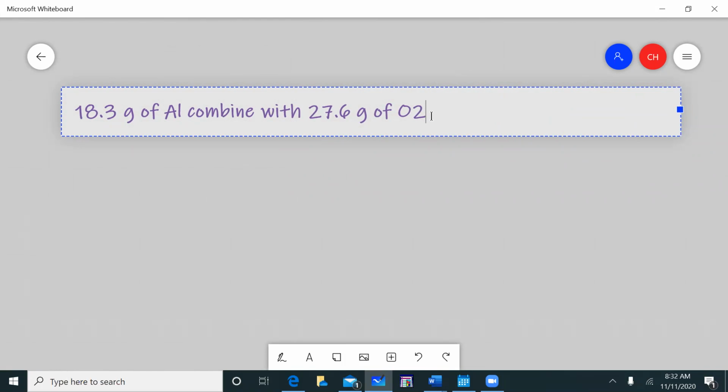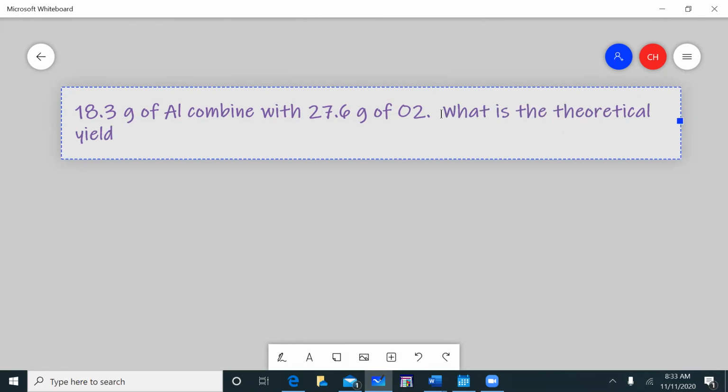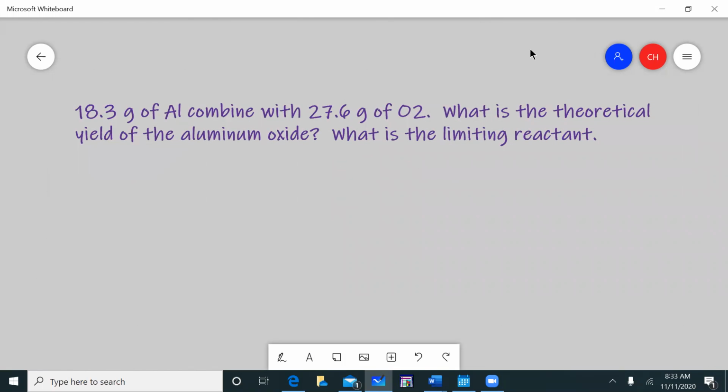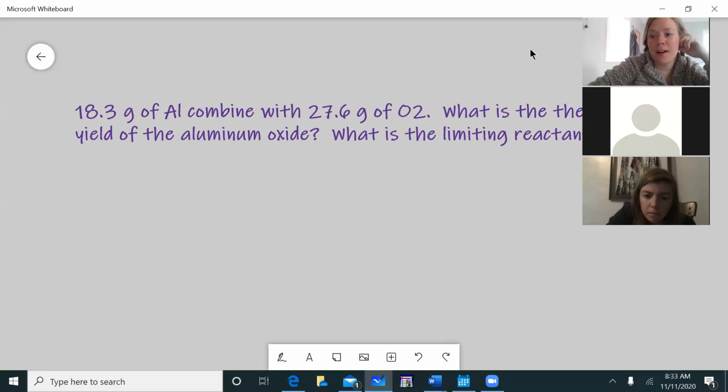Okay, so we have 18.3 grams of aluminum combined with 27.6 grams of O2. What is the theoretical yield of the aluminum oxide? What is the limiting reactant? We'll start there. And I'm not going to give you the balanced equation, so you make the balanced equation. I'm sure you've got it in your notes somewhere. Otherwise, you can figure it out. It's aluminum plus oxygen gives us aluminum oxide.